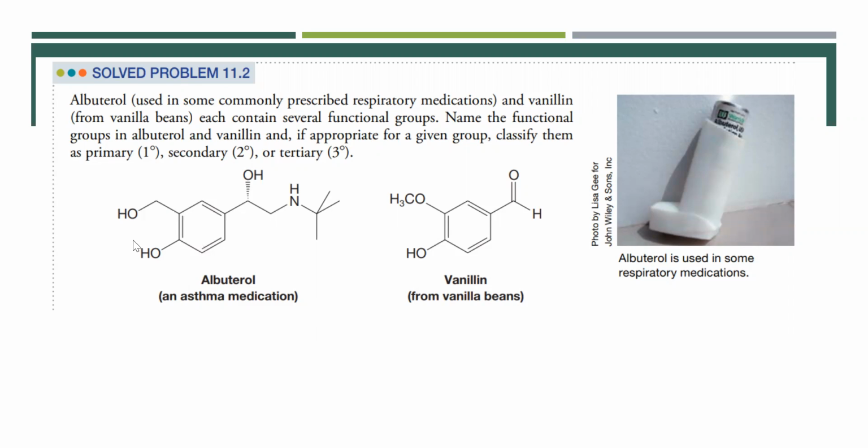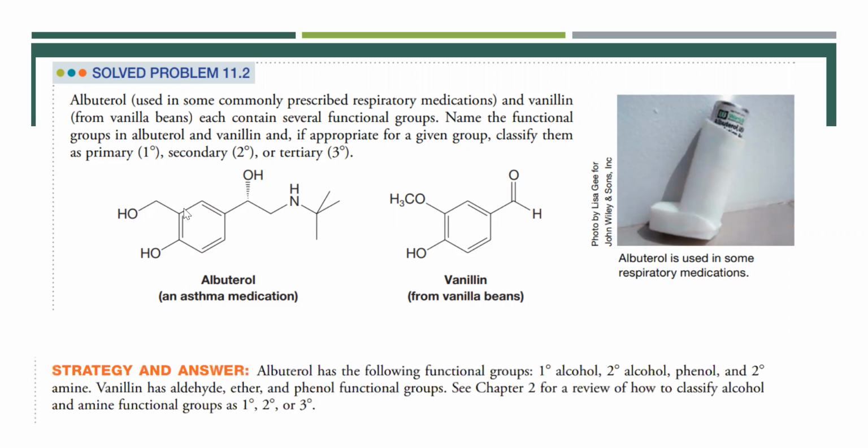There are 2 alcohols you can find, right? So in albuterol you can have here a 1 degree, and this one is a 2 degree, and here you have a phenol. Here you have a phenol, walay 1 degree here.